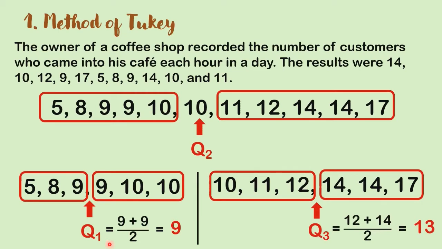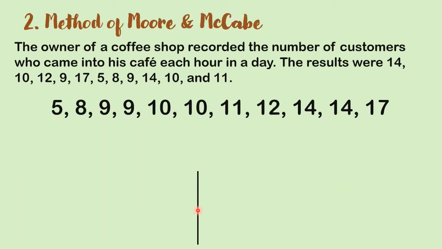So you may interpret Q sub 1 as the median, okay, or middle score nung first half ng ating data. Okay? Tapos yung Q sub 3, it is the median or middle score ng ating second half. So this is how Tukey's method works. So madali lang. Okay? Let's now move on to the second method.